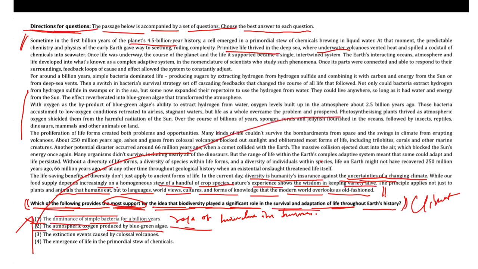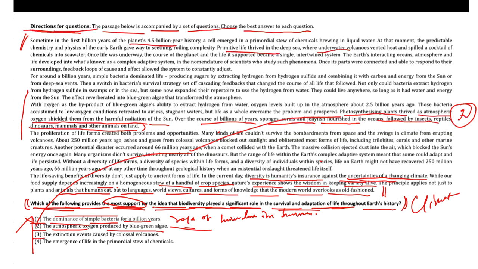You also find that option two can be verified when you look into the passage, where it says photosynthesizing plants thrived as atmospheric oxygen covered them from the harmful radiation of the sun. Over the course of billions of years, sponges, corals, and jellyfish flourished in the ocean, followed by insects, reptiles, dinosaurs, mammals, and other animals on land. Right or not? On the basis of this, you can draw that the atmospheric oxygen produced by blue-green algae supports how biodiversity played an important role in the survival and adaptation of life throughout Earth's history. So option two would be the most supporting the idea. But whether it is the most or not, we need to verify the other options.